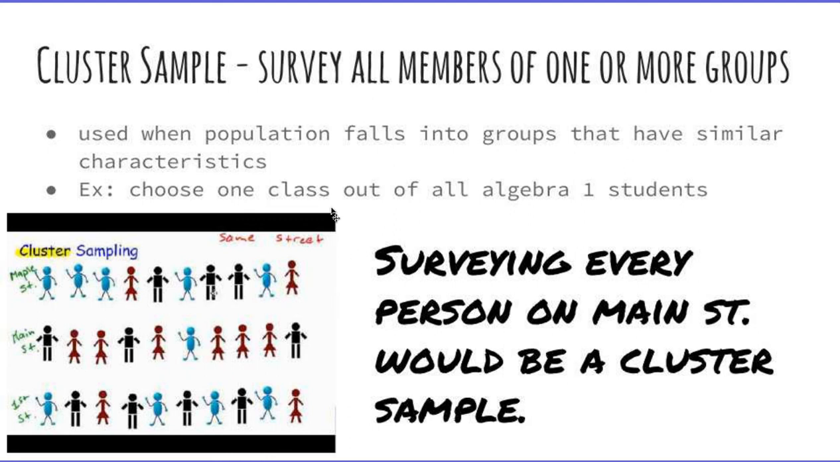A good example would be if we want to survey Algebra 1 students, we could just pick one class and survey that one class. And that one class should be fairly representative of the rest of the Algebra 1 students. This picture here has an example of breaking people up by what street they live on. So these are the people on Maple Street, Main Street, and First Street, and if I just sample the people on Main Street, that would give me a good sample of the population.